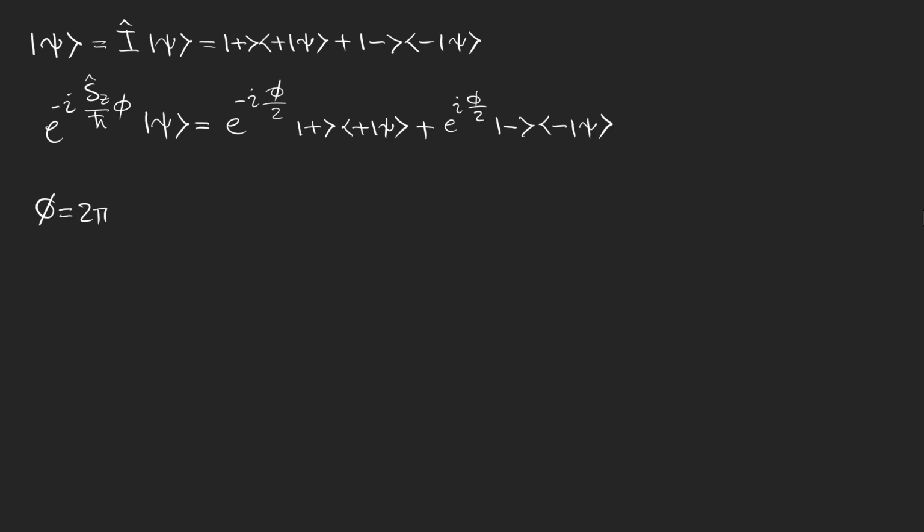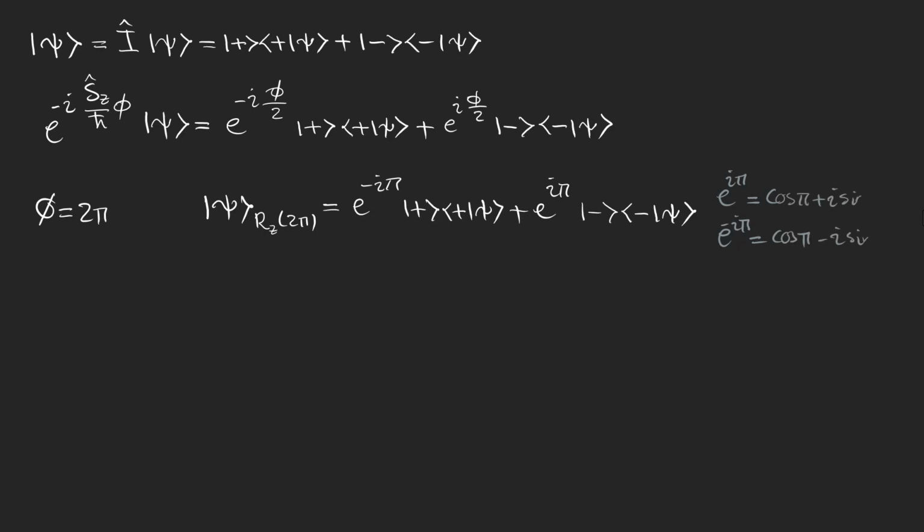Take the angle of rotation to be 360 degrees. This corresponds to a full rotation in the case of geometric vectors, but let's investigate how it changes the kets. Rotating the state ket by 2 pi leaves out two coefficients. We can use Euler's formula to find these coefficients. Both of them are -1 as cosine of pi is -1.